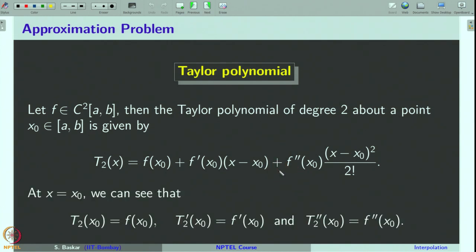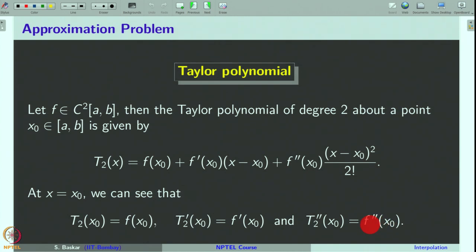Let us see. It is not very difficult for us to see that if we take x equal to x0 in this expression, then T2 of x0 is equal to f of x0. Then you differentiate T2 once with respect to x and then put x equal to x0, you can see that T2 dash of x0 is equal to f dash of x0. Similarly, you differentiate T2 twice with respect to x and then substitute x equal to x0, you can see that T2 double dash of x0 is equal to f double dash of x0.